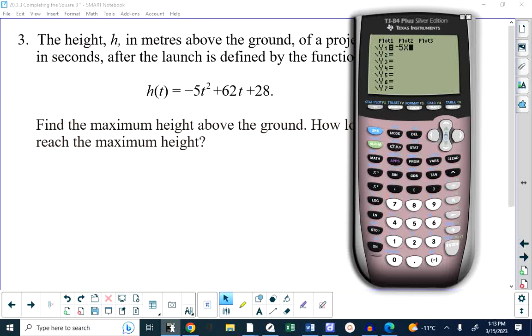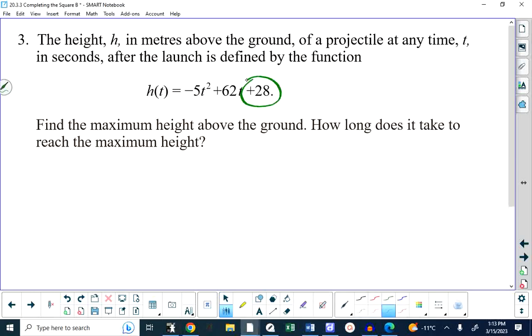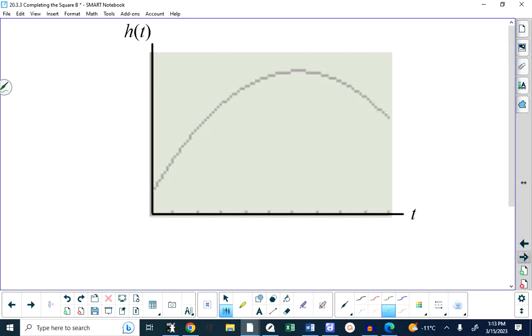Negative 5x squared plus 62x plus 28. As I said, knowing the y-intercept is 28 is valuable, because what you really know is that it starts off at 28. And I know I've got it up here, but it starts off at 28 and it's going up, right?